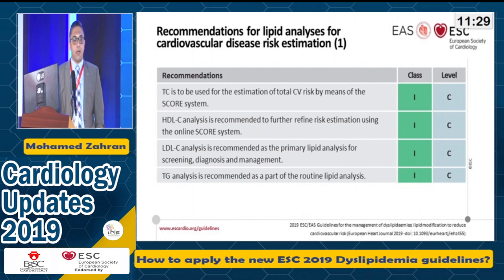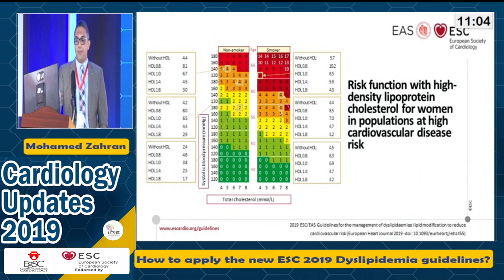The second question: which number will I be looking at in the patient's lipid profile? Of course, the SCORE system includes the total cholesterol, so the total cholesterol is needed. The HDL is used to further refine the SCORE system. And as I'm going to show you here, you have the same patient. Let's take the patient in the upper panel on the left side, a non-smoker lady with a systolic blood pressure of 140 and age of 65.